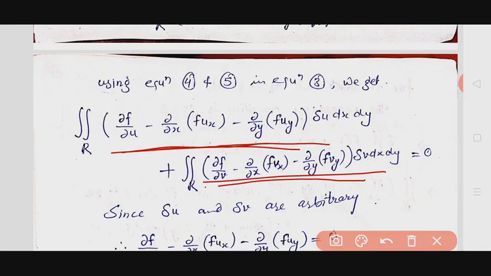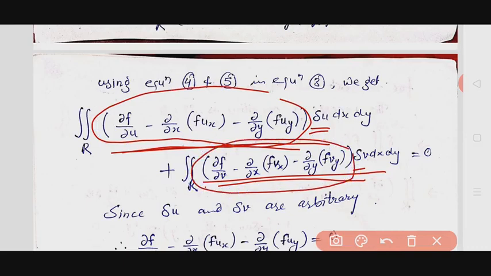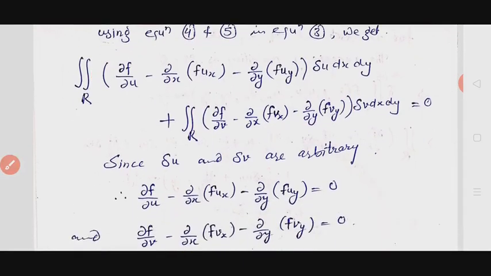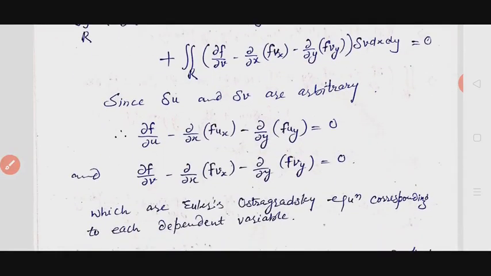Okay, if this is individually equal to 0, but delta u and delta v are arbitrary. If these are arbitrary, so you say that bracket will be equal to 0. If delta v is arbitrary, this bracket will be equal to 0. So that means we get curl f by curl u minus curl by curl x of f of u x minus curl by curl y of f of u y.